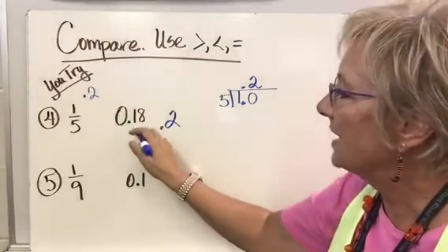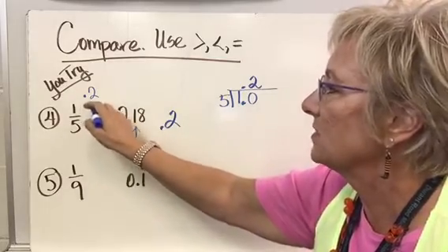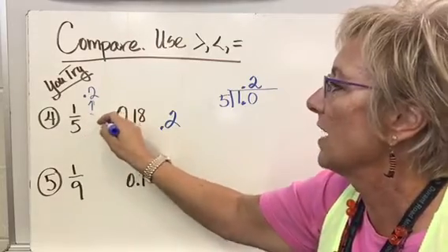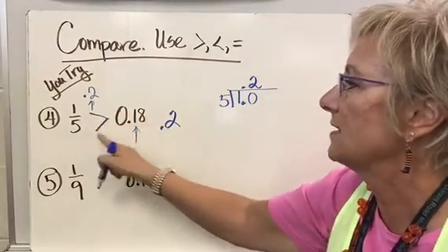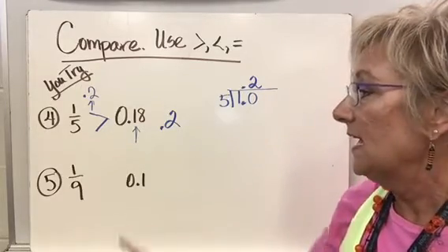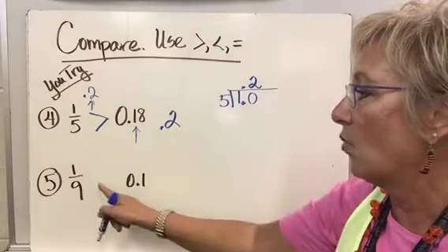So 1/5 is going to be 0.2. If I look at the tenths column, I know that 1 is less than 2, so this number 1/5 is going to be greater than, because we read it from left to right, 1/5 is greater than 1/8. Here I've got another one, just like we do up at number 4, I've got 1/9.